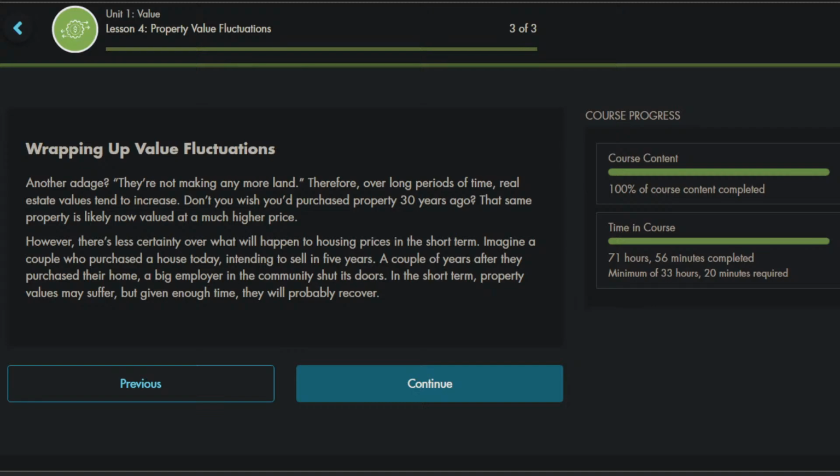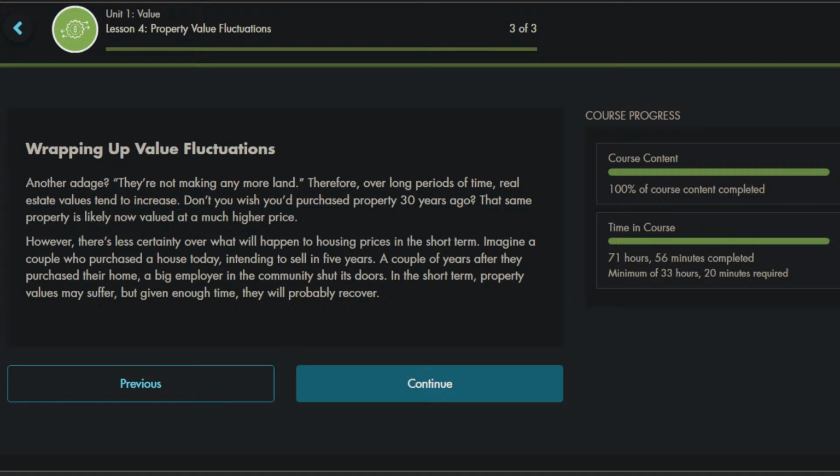Wrapping up value fluctuations. Another adage: they're not making any more land. Therefore, over long periods of time, real estate values tend to increase. Don't you wish you'd purchased property 30 years ago? The same property is likely now valued at a much higher price. However, there's less certainty over what will happen to housing prices in the short term.